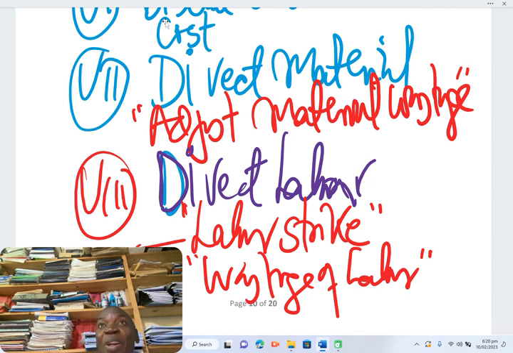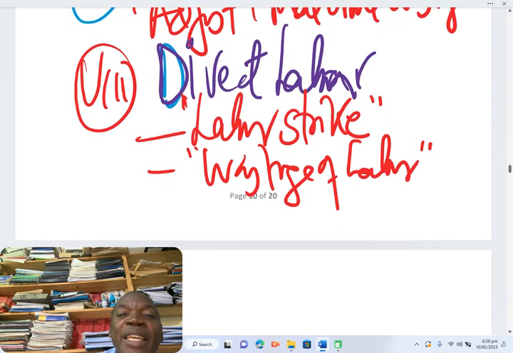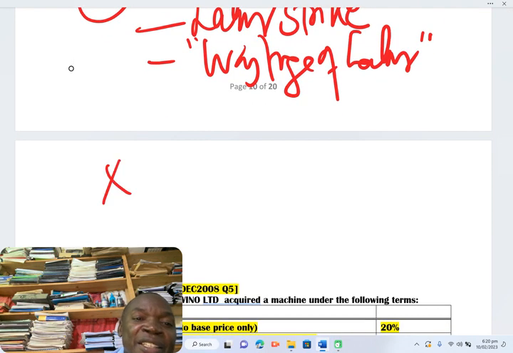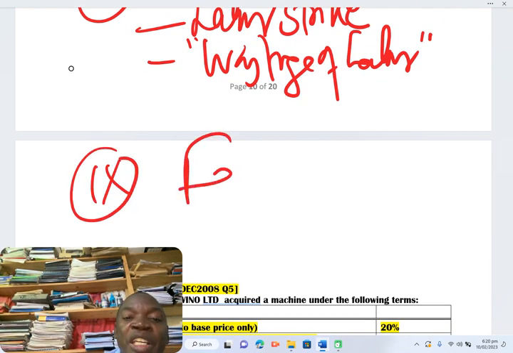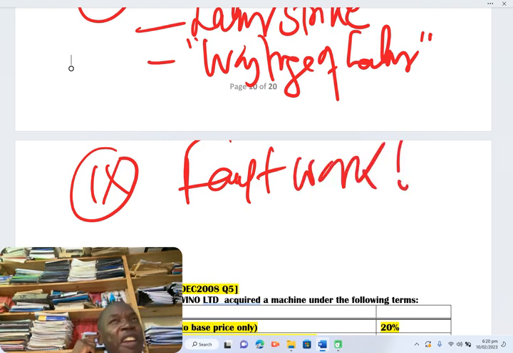Wastage of material lazima uondoe. Kuna repeated work au faulty work lazima uiondoe. Faulty work ni kwamba umefanya kazi, sawa? We are saying faulty work. Umefanya kazi kwa kukosea. Sasa faulty work, umefanya kazi alafu imekuwa mbovu.